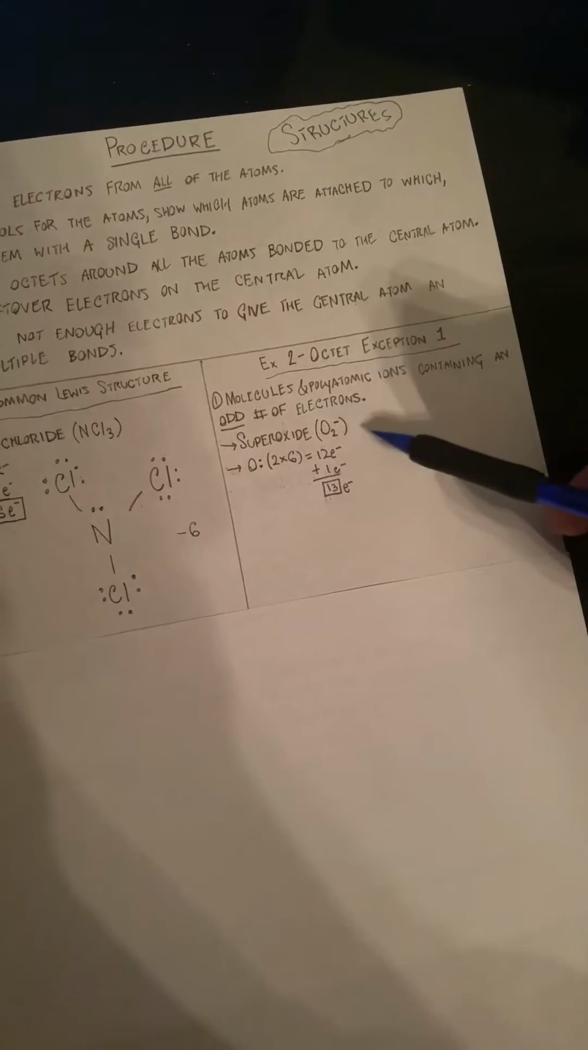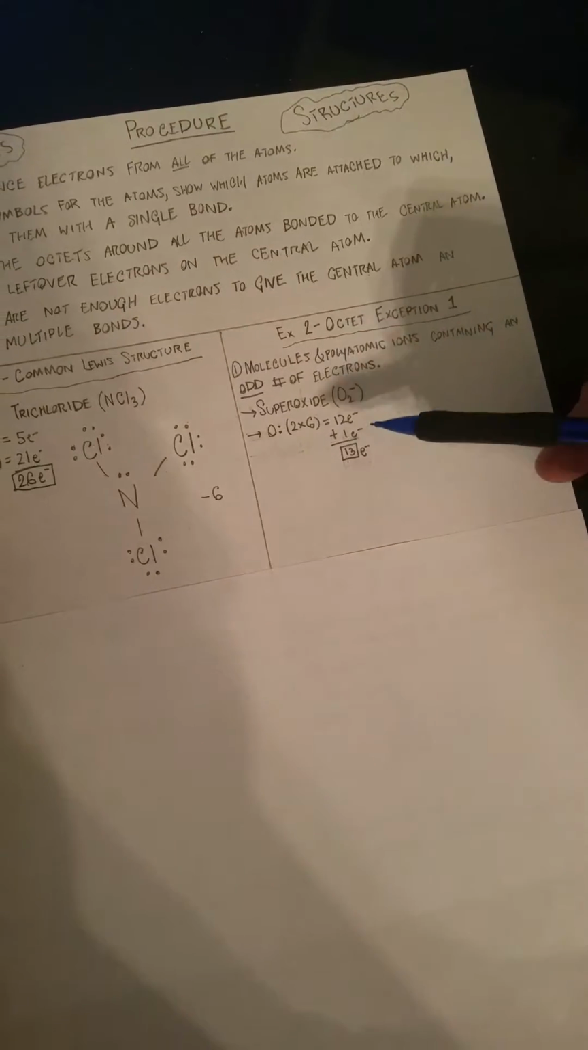But within the octet rule, there's a number of exceptions. And I've chosen 3 exceptions to go over. Exception 1 is molecules and polyatomic ions containing an odd number of electrons. For this example, we are going to use superoxide, O2-.